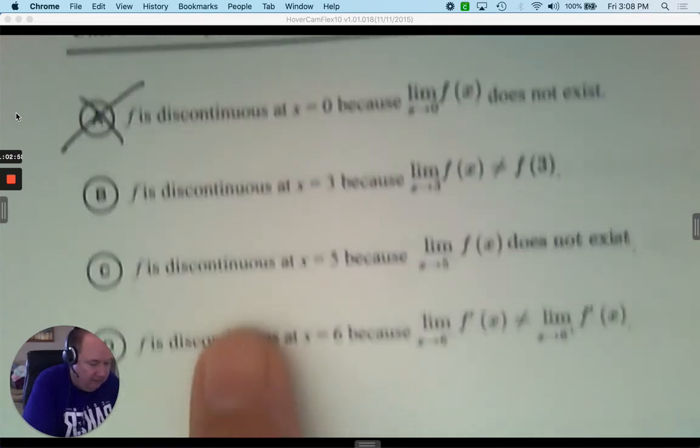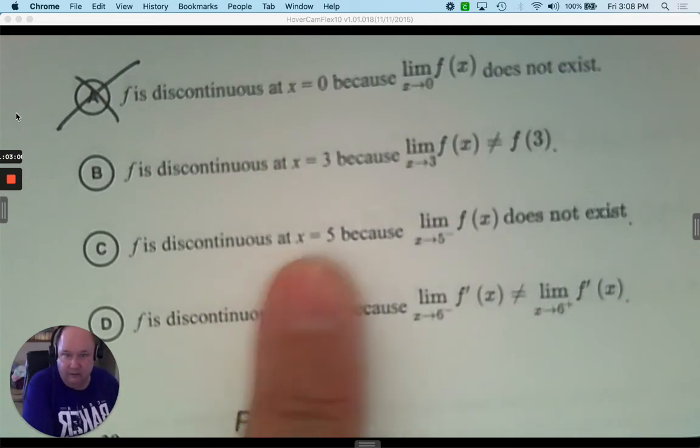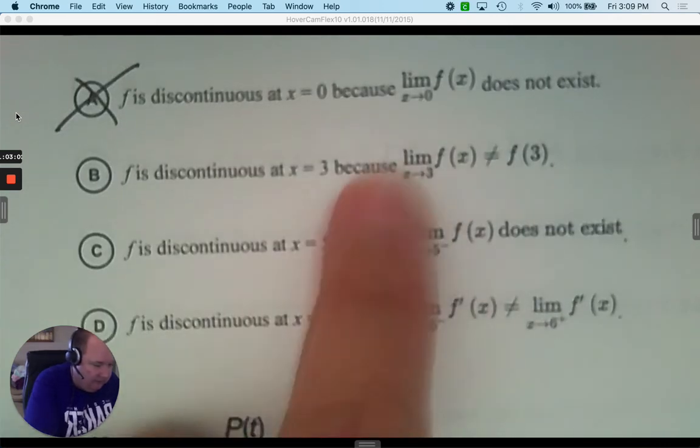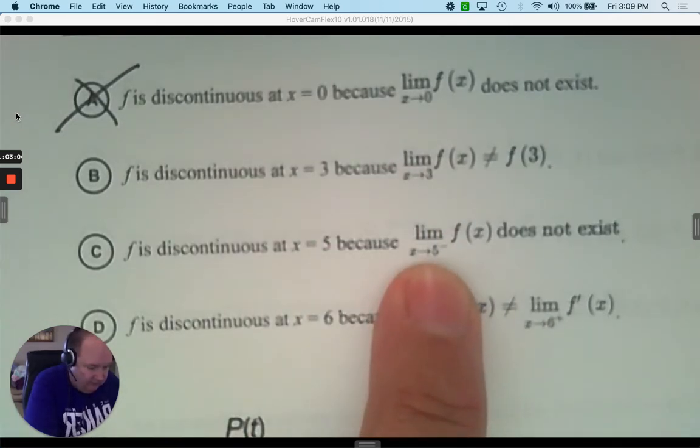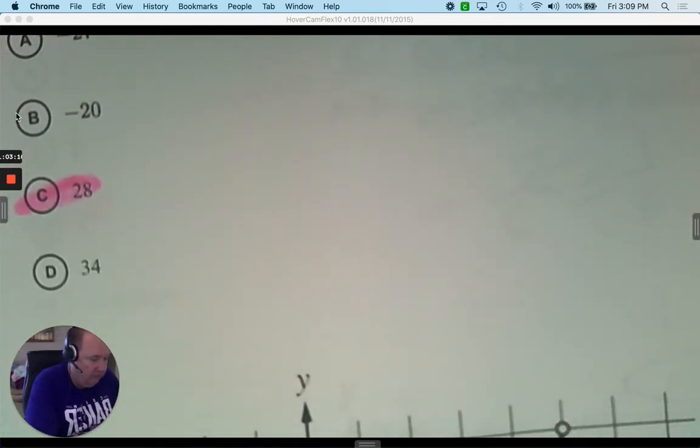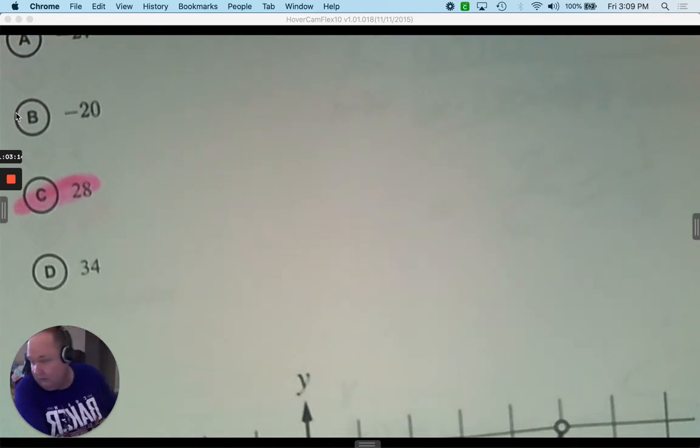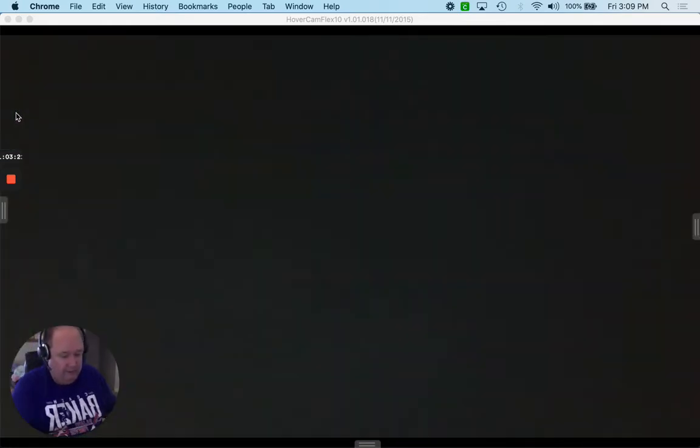The second one says f is not continuous at 5 because the limit as x approaches 5 from the left doesn't exist. So as x approaches 5 from the left, it does exist. The answer is 4. So the correct answer is B.